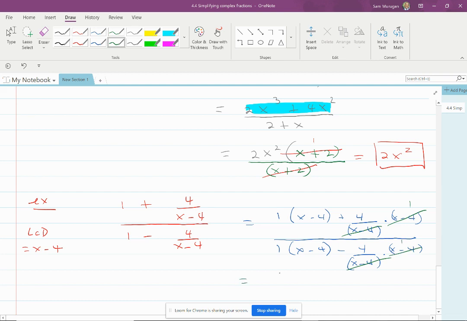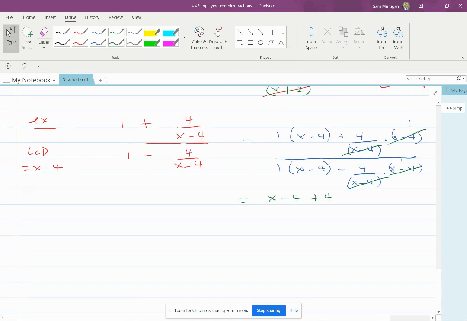Distributing 1 into x minus 4 in the numerator, we have x minus 4 plus 4. And on the denominator, we have x minus 4 when we distribute 1, and then we have a minus 4. So right here we can see that plus 4 and minus 4 cancel out, and it leaves us with x over x minus 8.